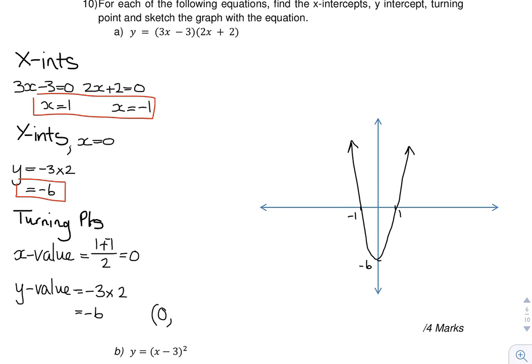Because the questions ask not only for your graph, but also the intercepts and the turning point, you have to box all of these in order to get full marks. So you'll get marks for your x-intercepts, you'll get marks for your y-intercept, for your turning point, and for your graph. One for each of these.